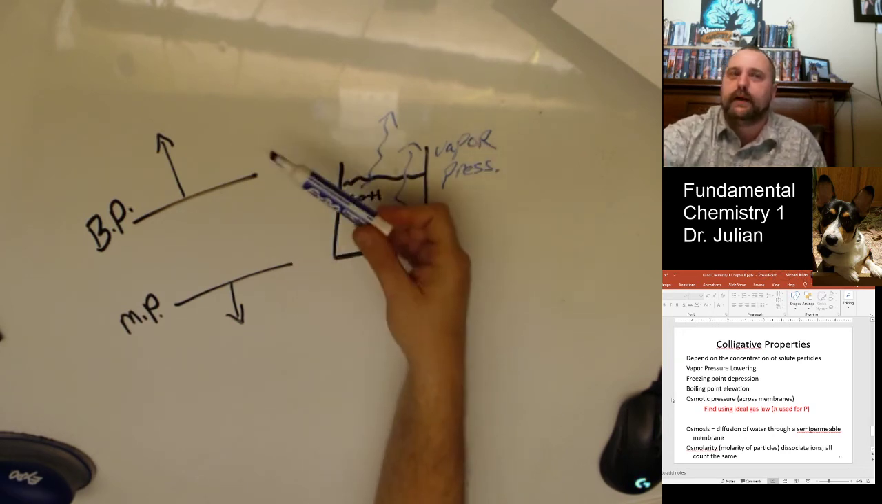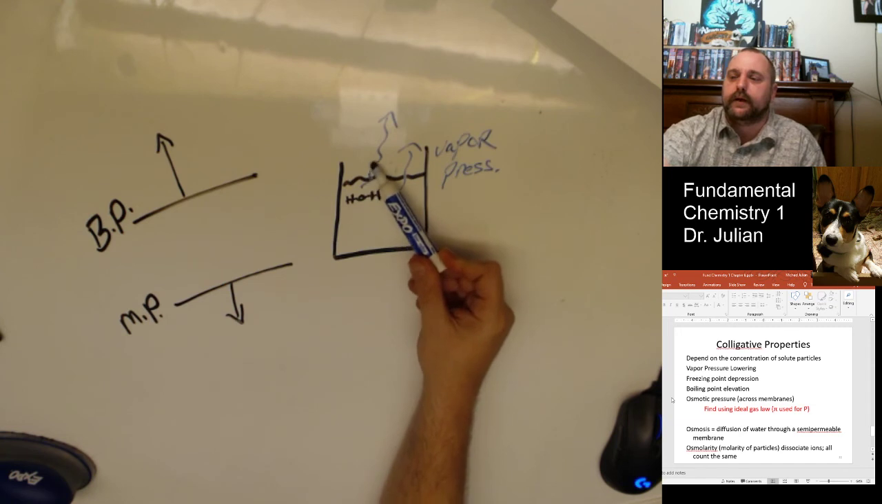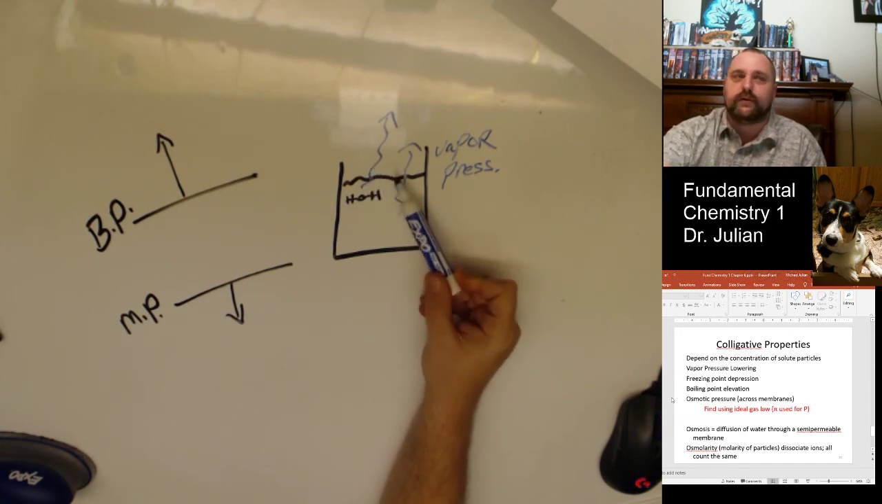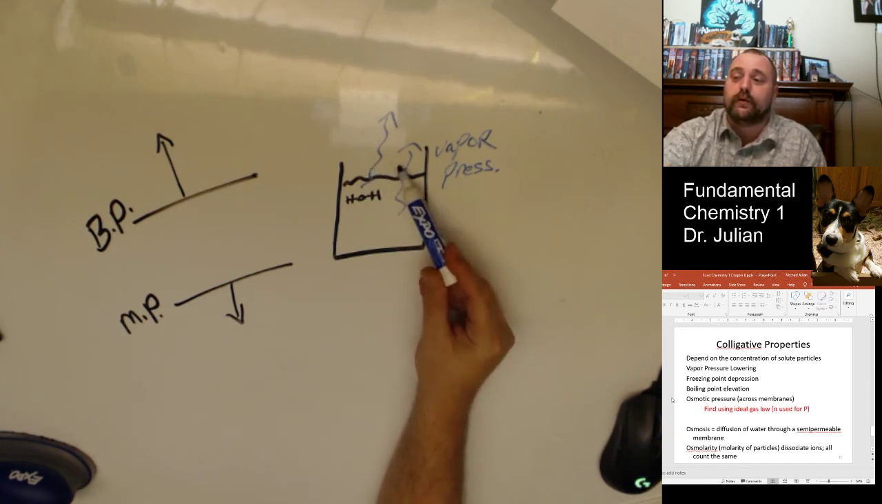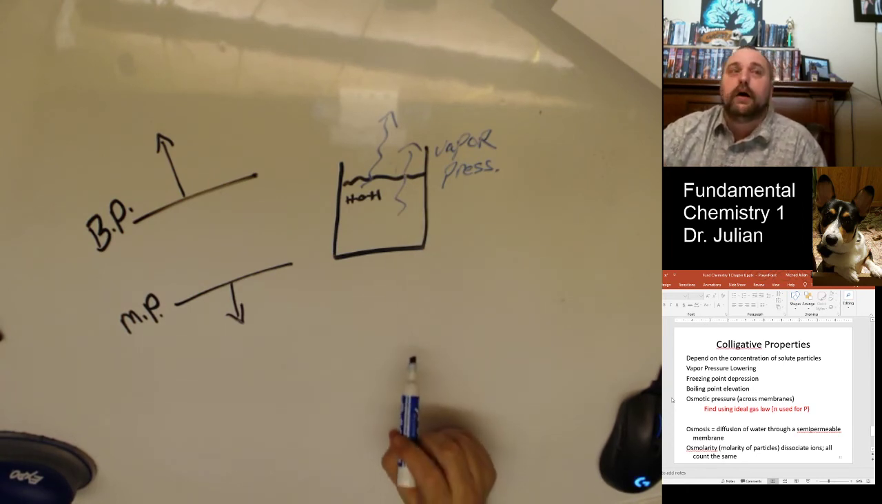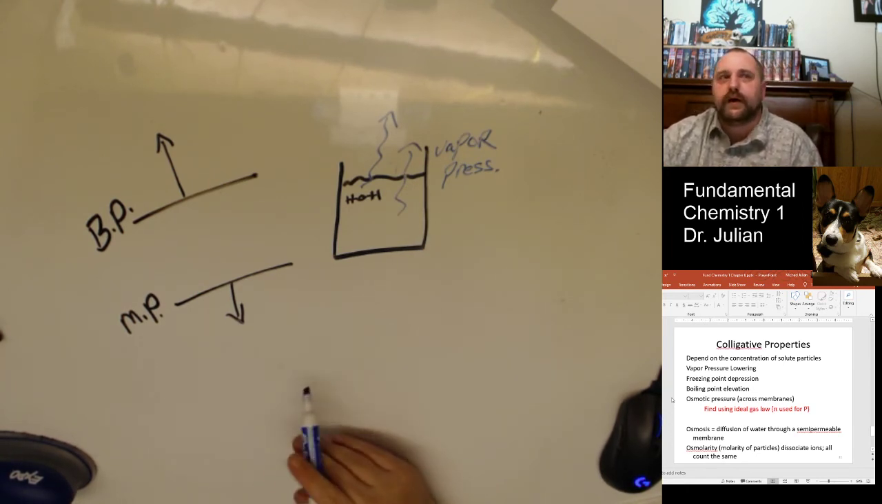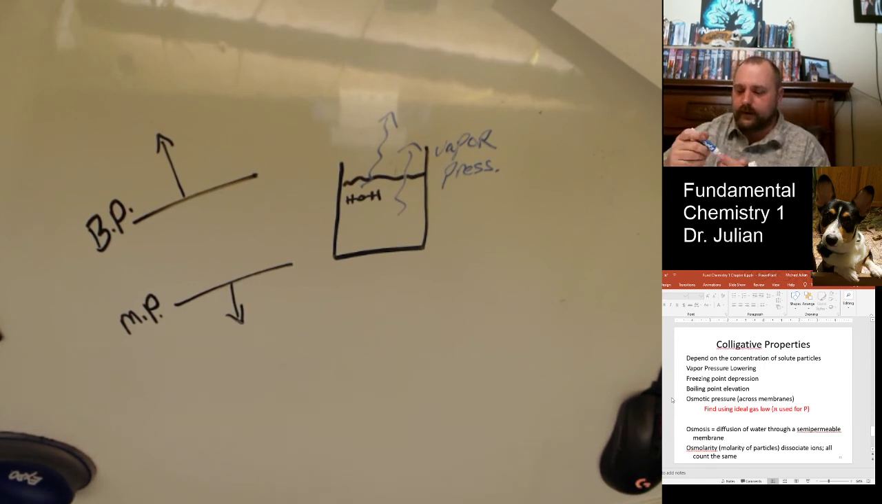The wind comes by, it moves some of that water, and so then it tries to replace it, and there's more space for that vapor pressure. Vapor pressure of water in particular is only dependent on temperature. So raise the temperature, it goes up, lower it, it goes down. See how easy that is?